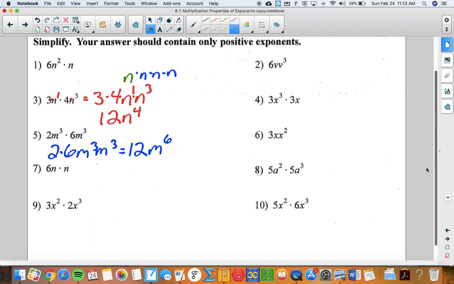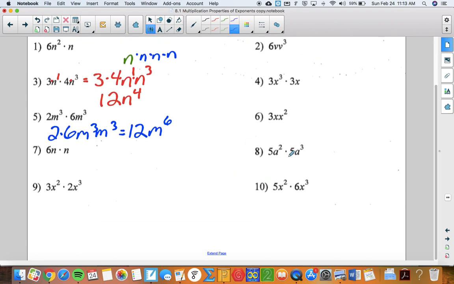So, for example, now I can skip that step of rewriting this if I remember that, oh, when I have these coefficients, these numbers being multiplied out in front together, 5 times 5 is 25, and then I see an a, I have a to the 2 times a to the 3, I add the exponents together, that's a to the 5.